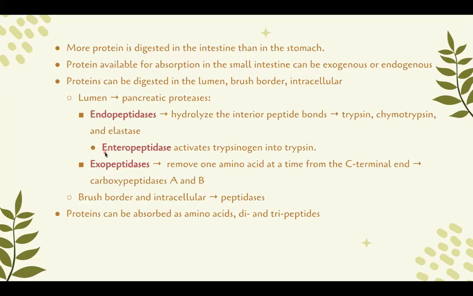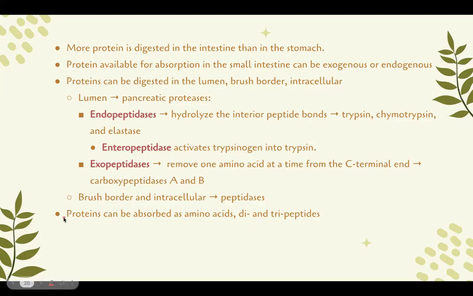We have something called enteropeptidase. This enteropeptidase is not the same as endopeptidase, okay? Be very careful about that. Enteropeptidase is also an enzyme that activates the endopeptidase trypsinogen into trypsin. Trypsin is the active form of this enzyme. When it's released by the pancreas, it's released as trypsinogen, which is an inactive form. So in order to activate it, we need enteropeptidase, okay?